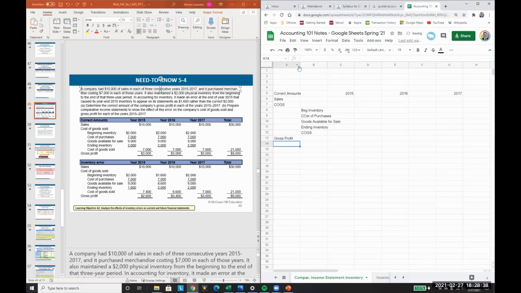If we were in physical class, I'd ask you to try to calculate this yourself, and I'd go around the class asking you to do it so I could see if you're on the right track. And so this is the correct amounts, and then we'd also have the error.